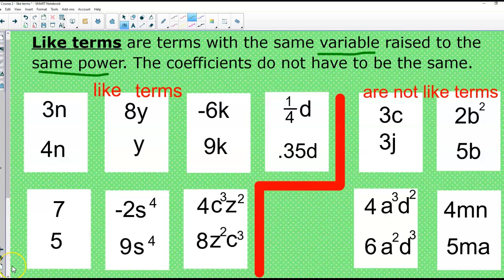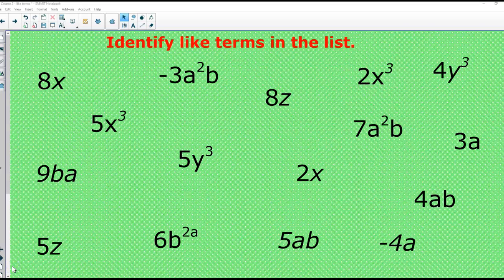Okay, let's try something else. All right, so this says identify like terms. Okay, this is something I usually like to do in class, but we don't have that option right now. So we're going to move together and match up some of the like terms. You may find some that don't have a match, and that's fine, but let's see what we can match up.